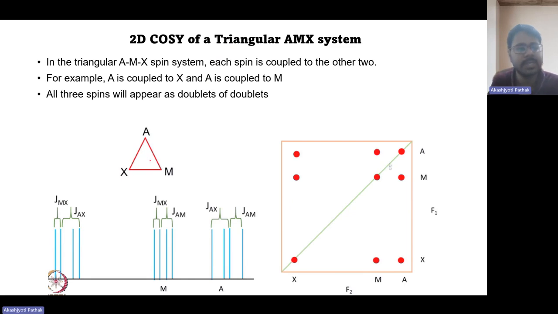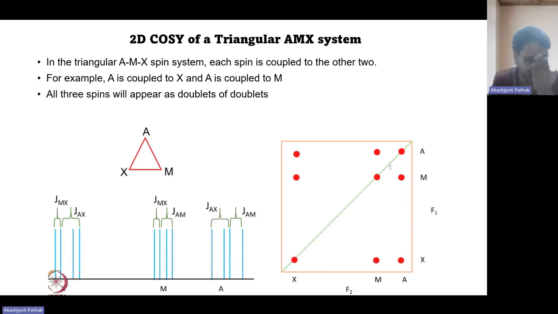So this is the AMX system. So you see, all of these have X. This X spin is split into a doublet of a doublet. M spin is also split into a doublet of a doublet. And now the splitting will also depend on the coupling constant. So here you see that the AX coupling constant is greater, so you have this splitting. Depending on the coupling constant, you see the separation between the peaks.